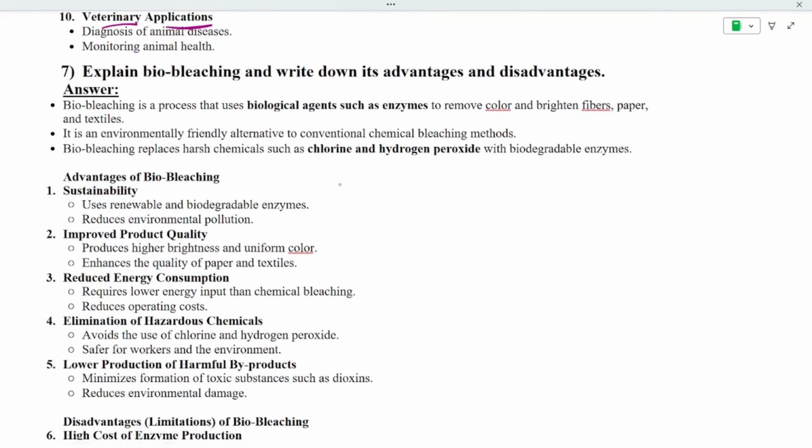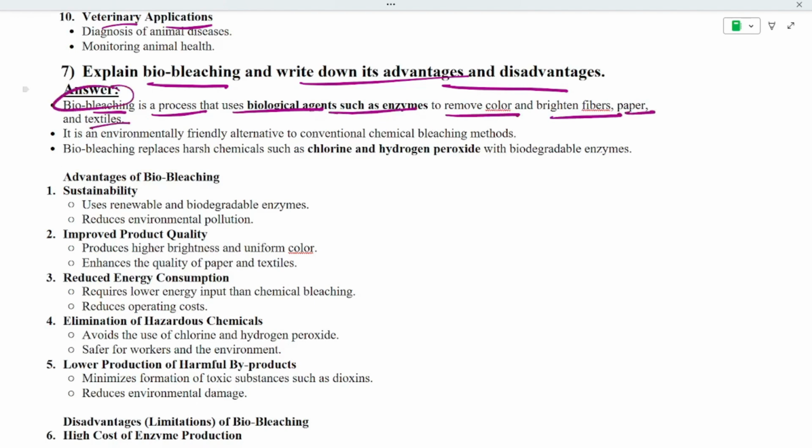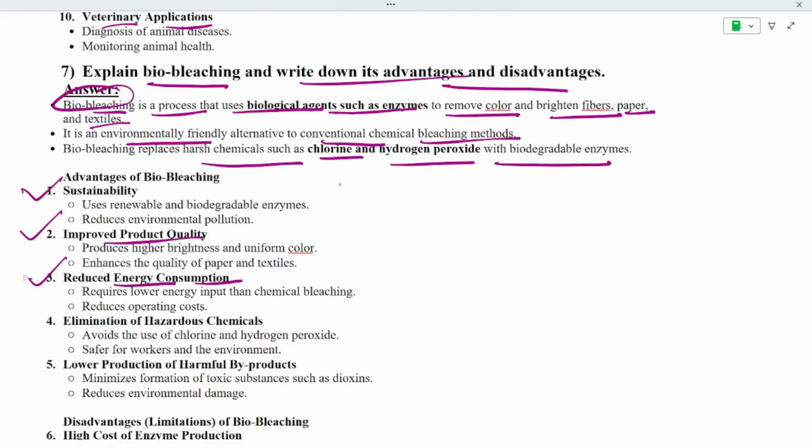Next is about biobleaching. Write down its advantages and disadvantages. Biobleaching is a process that uses biological agents such as enzymes to remove color and brighten fiber, paper and textile. It is an environmentally friendly alternative to conventional chemical bleaching methods. It replaces harsh chemicals such as chlorine and hydrogen peroxide with biodegradable enzymes. Advantages: sustainability, improved product quality, reduced energy consumption, elimination of hazardous chemicals, and lower production of harmful byproducts.